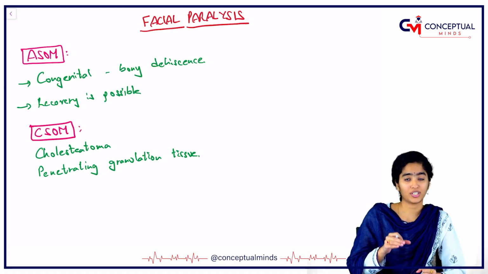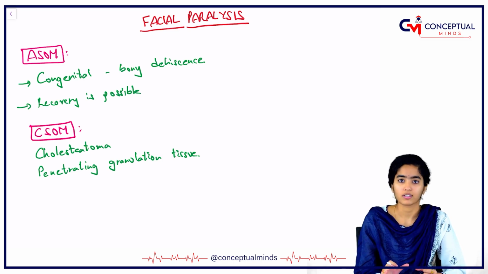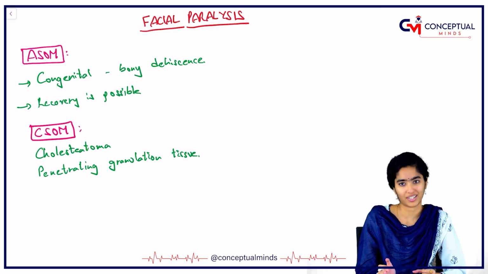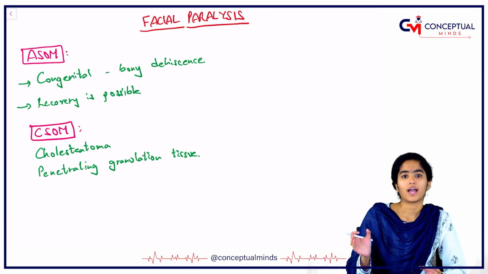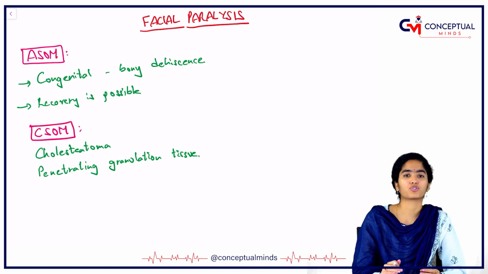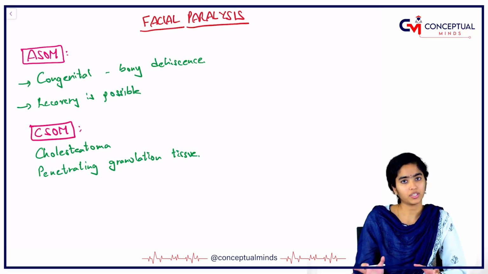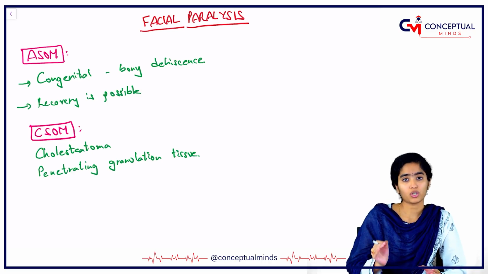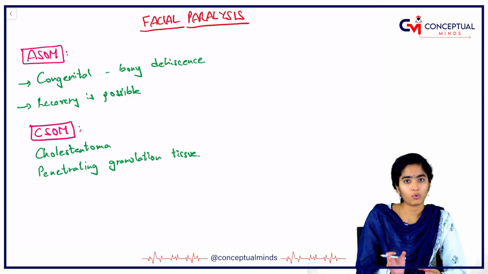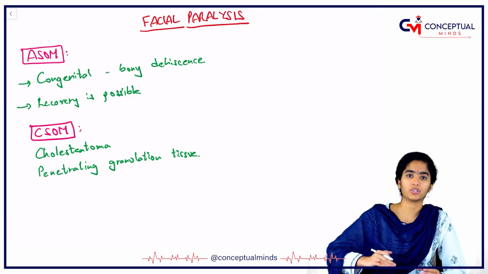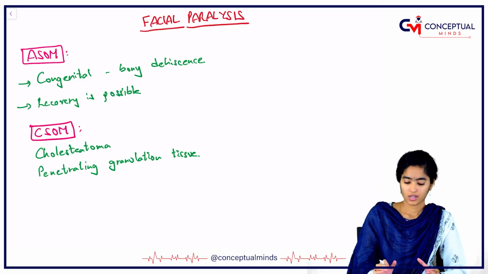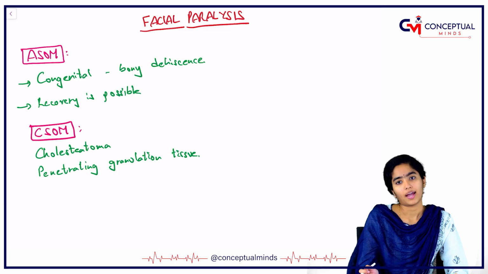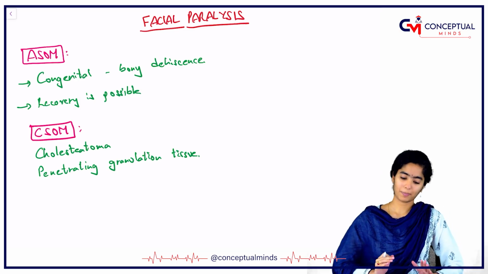If at all the nerve sheath is completely invaded, at that time this is the approach that has to be taken. After the infection subsides, after it is controlled and fibrosis has occurred, then go for a revision surgery, resect and graft the nerve. If it has not gone up to the nerve sheath, only the bony canal is destroyed, just remove the area that has been invaded by the cholesteatoma. This is about CSOM and how it's causing facial paralysis.